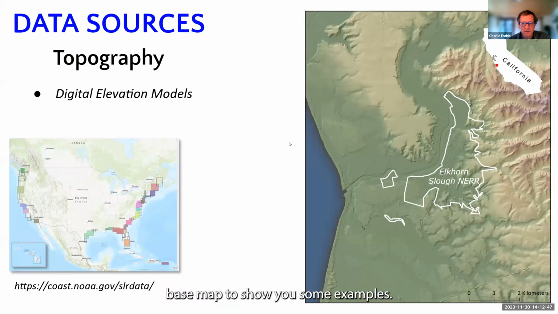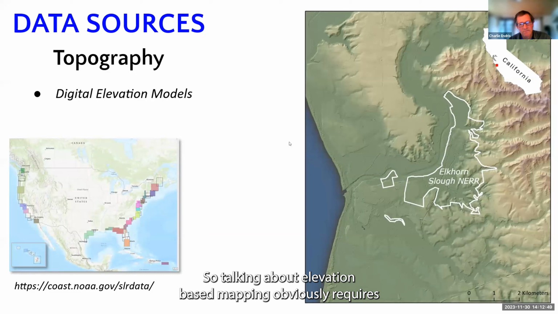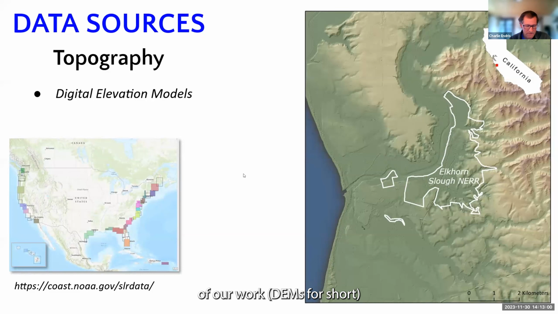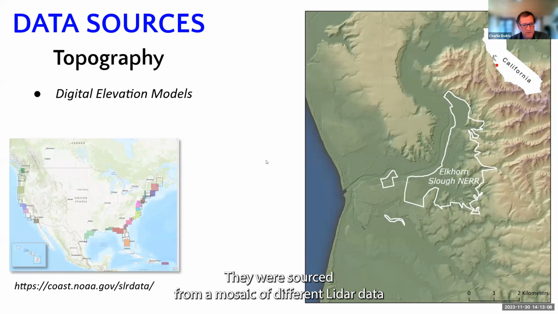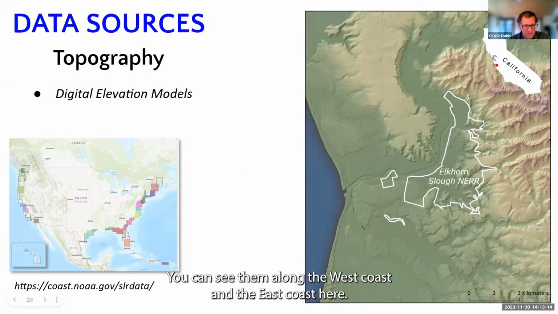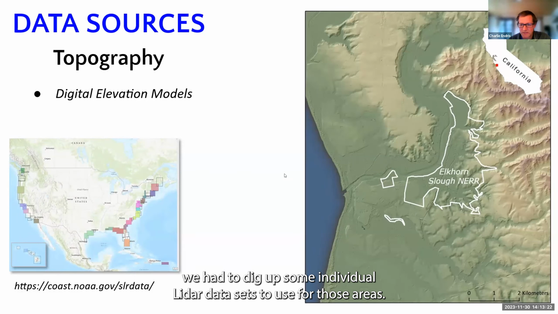Talking about elevation-based mapping obviously requires discussion of topographic data sets. And we are using digital elevation models for the base of our work. These were DEMs for short. These were compiled by NOAA for their sea level rise viewer. They were sourced from a mosaic of different LiDAR data sets across the country. You can see them along the West Coast and the East Coast here. The exceptions would be Alaska and the Great Lakes, where we had to dig up some individual LiDAR data sets to use for those areas.